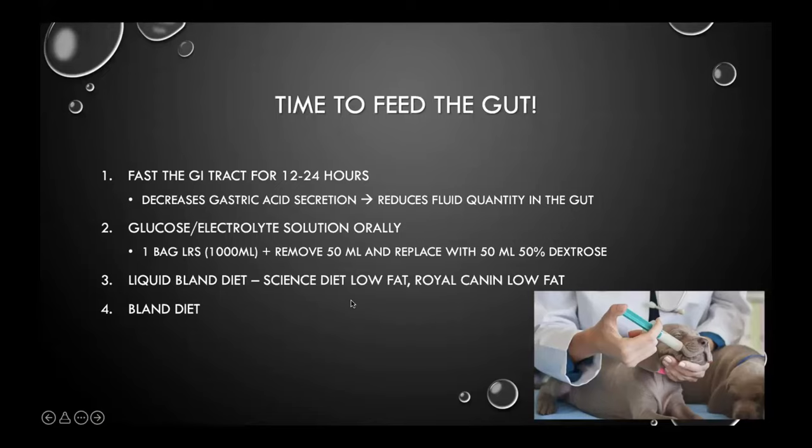Like Science Diet low fat or Royal Canin low fat would be good. And then you switch them. Once they're eating, you want to keep them on a bland diet for at least, I say at least 2 weeks, but once they're eating, you want to keep them on that for a little while, just to give that gut time to reset.